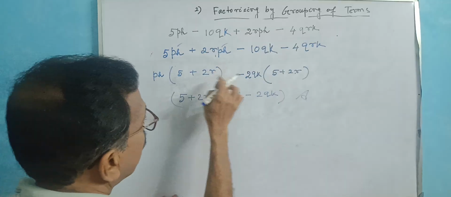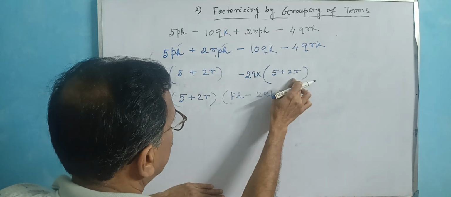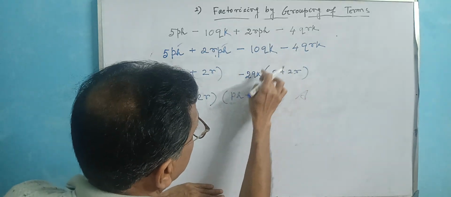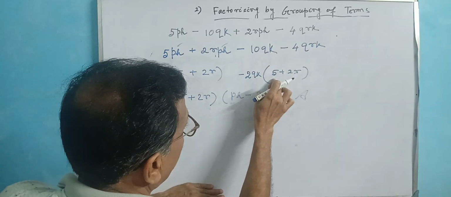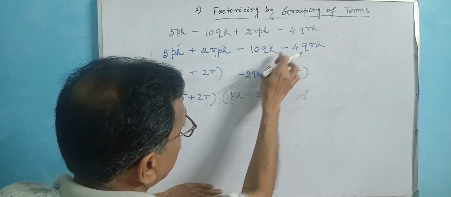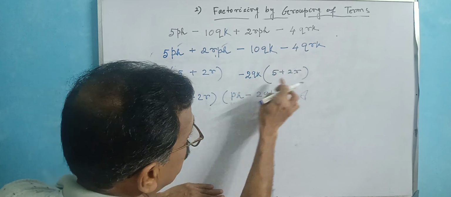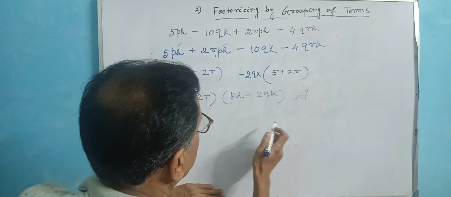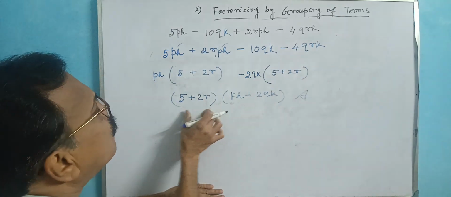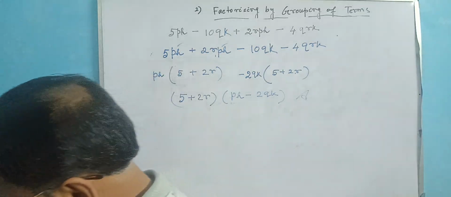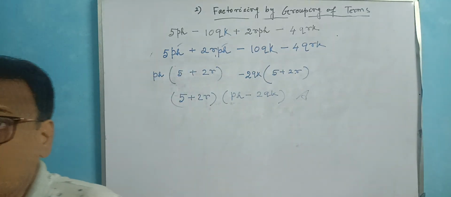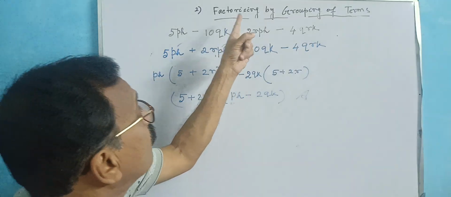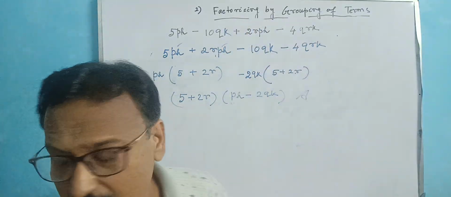So pH is common here. So 5 plus 2r, in this way 5 plus 2r. So 10qK and 2 is common. So 5 is left and this is minus 2q to the 4qrK. So now further, this is the common. So in this way you solve it. So this is actually called factorizing by grouping the terms.